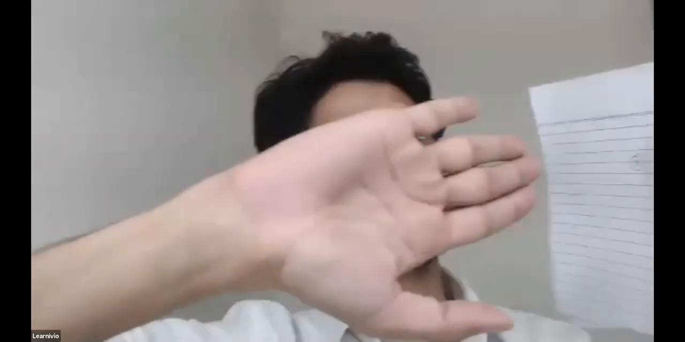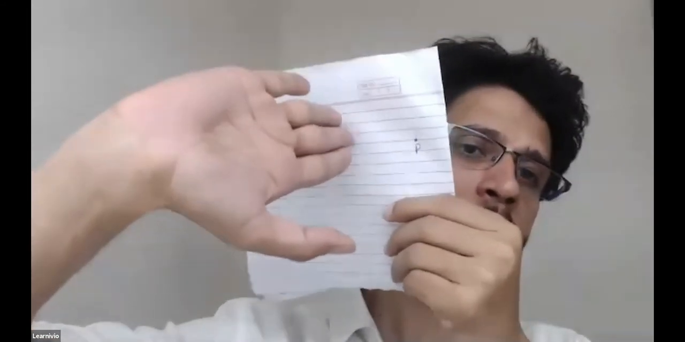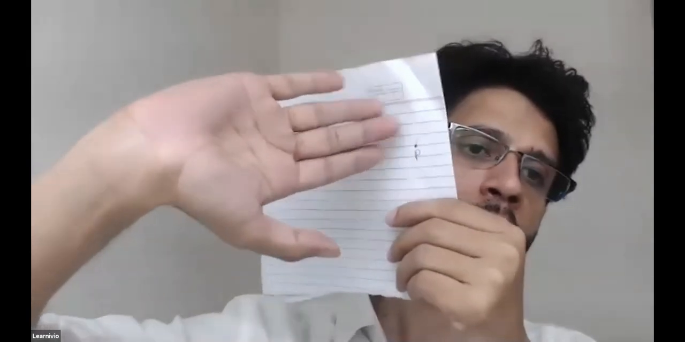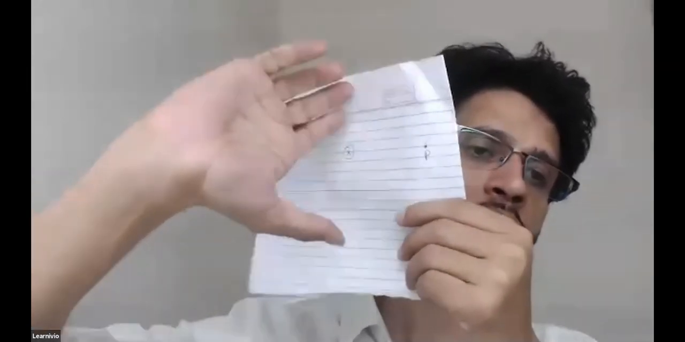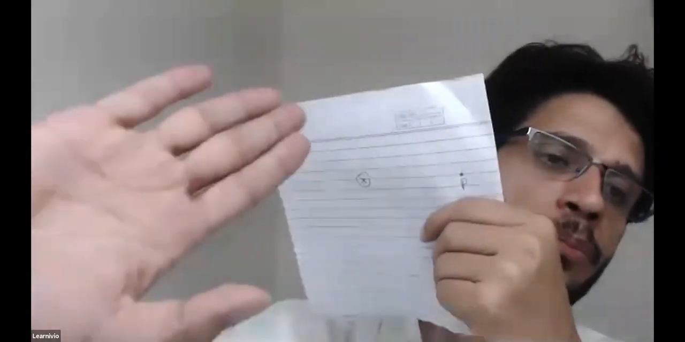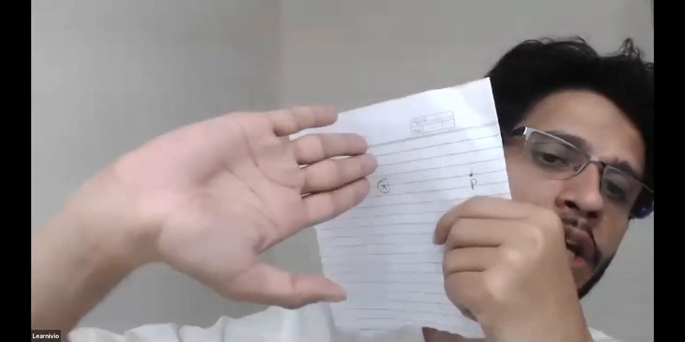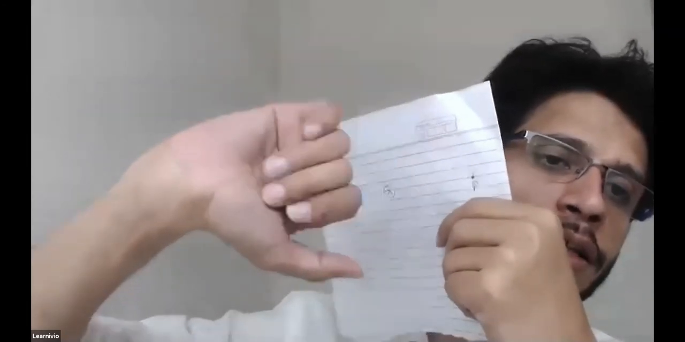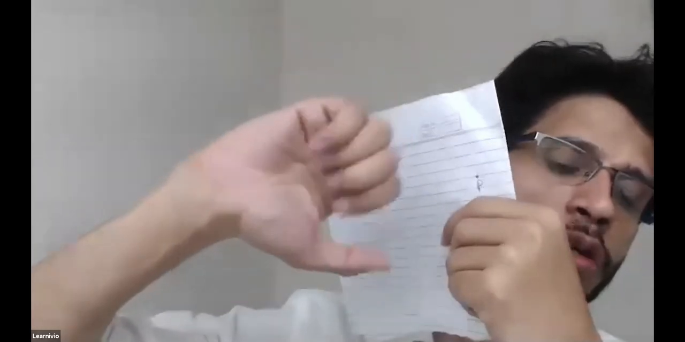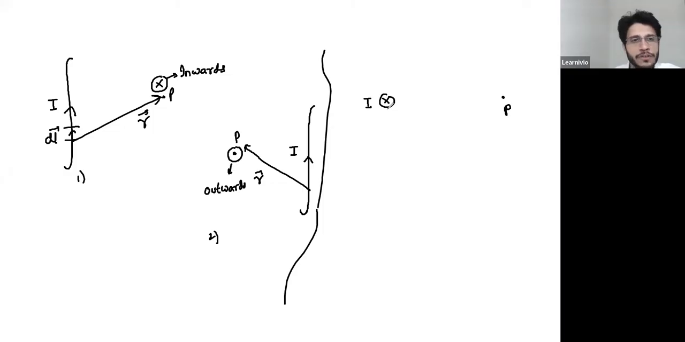So I'm asking you to place your finger in this way and curl it towards the point. Now tell me where the thumb is going. Take your notebook, your right hand, put your finger along the direction of current inwards and then curl it towards P. Now where is the thumb going? This is crucial. It's going downwards. Downwards is right. If you place it here and curl it towards P, it's going downwards. This is the direction of B.